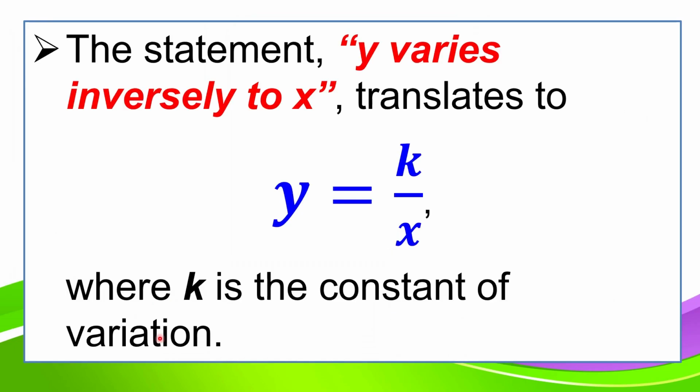The statement y varies inversely to x translates to y equals k over x, where k is the constant of variation.